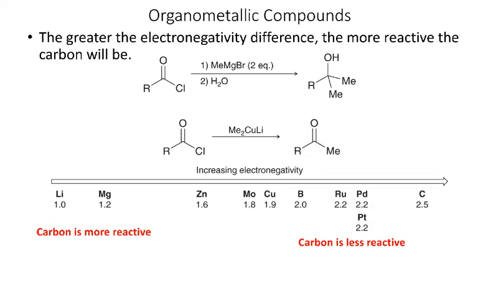Now, the greater the electronegativity difference between carbon and the metal, the more reactive that carbon will be. So the electronegativity difference between carbon and magnesium is quite high. And so when we react with an organomagnesium compound, we get quite a bit of reactions. We actually add 2 methyl groups to this substrate. The electronegativity difference between copper and carbon is not as large, so this copper-containing organometallic compound is a little bit less reactive. And so we only add 1 methyl group in this case.